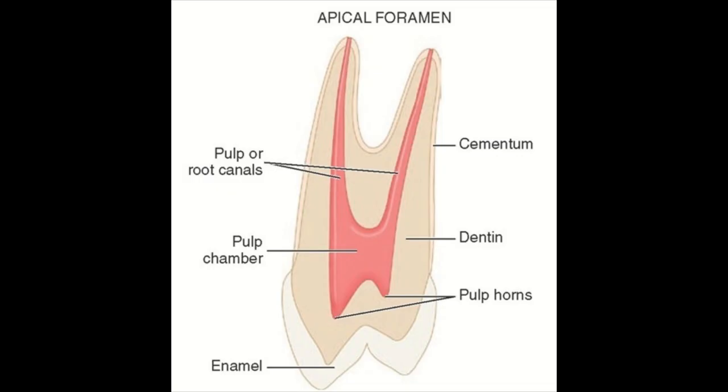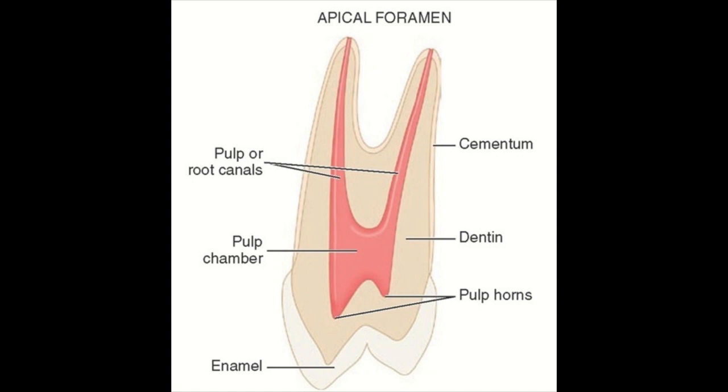So this is a simplified cross-sectional diagram representing what the tooth pulp normally looks like. At the most coronal part of the pulp, we have the pulp horns, with a supporting chamber called the pulp chamber. The root canals run through the apical portion of the tooth, through the roots of the tooth.